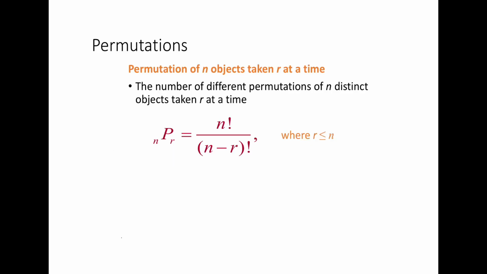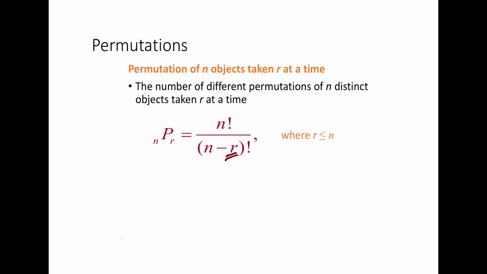There are times where we don't go all the way down to 1 in our multiplications. And so then we have this type of permutation formula that we need here, where the permutation is the number of n objects that we can take r at a time. And we have this formula here, n factorial over n minus r factorial, where r has to be less than or equal to n. The number of different permutations of n distinct objects taken r at a time.